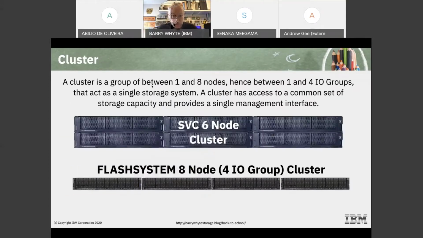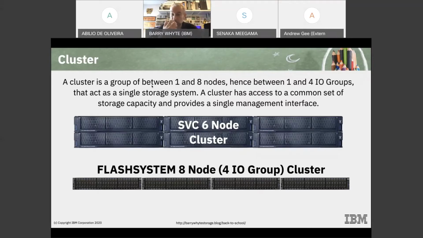Then moving on to a cluster, you can take those IO groups and put them together to create larger systems for sharing of storage, for providing a single management interface, and for providing additional performance capabilities. The 2 examples in the pictures here: the first one is a 6-node SVC cluster, so that's 3 IO groups clustered together. Then with the FlashSystem, we're showing an 8-node, 4 IO group system, so it's 4 enclosures that have all been clustered together.